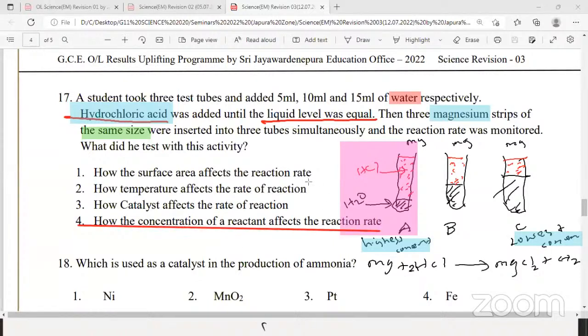So how did we change the concentration of HCl? By mixing with water. That process is called dilution. Mixing of an acid with water is called dilution. Then we call it diluted acid. Which one is diluted more? Tube C is diluted more because more water is added to less HCl. Tube A is diluted less, with less water in it. Question number 17, the answer is 4th.